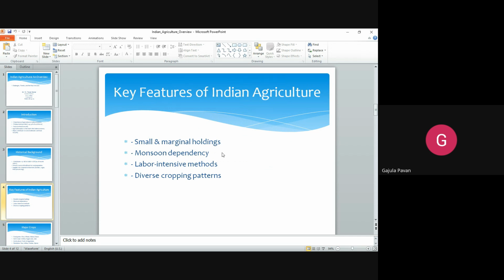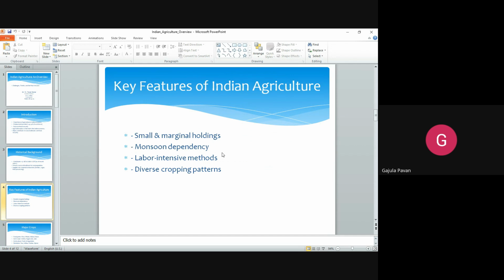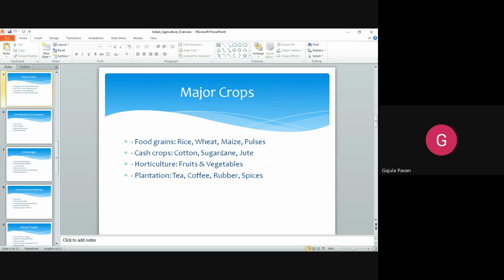In our Indian agriculture, right now also there are small and marginal farmers, and although there is tremendous development in Indian agriculture, right now also they are depending on the monsoon. There are also some labor intensive methods, and a low level of diverse cropping pattern. These are some important key features of Indian agriculture.